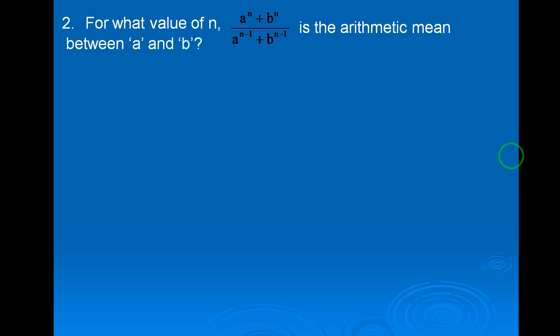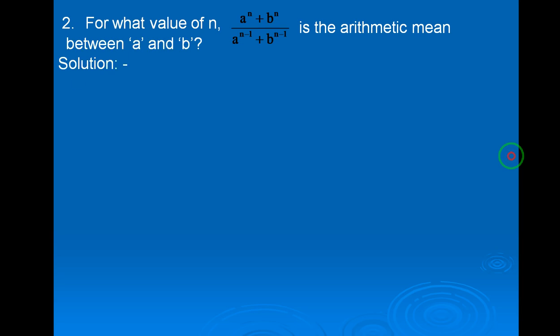Now the second problem, for what value of n is (a^n + b^n) / (a^(n-1) + b^(n-1)) the arithmetic mean between a and b?